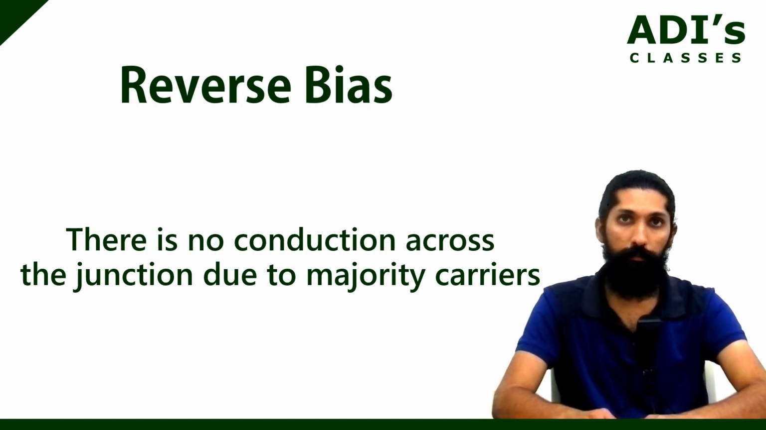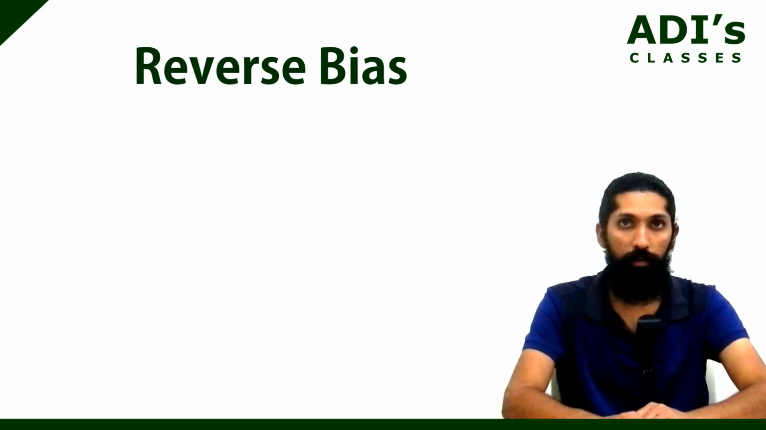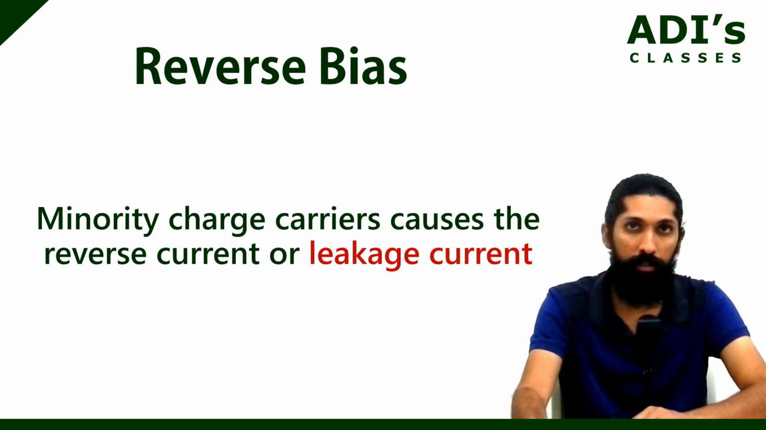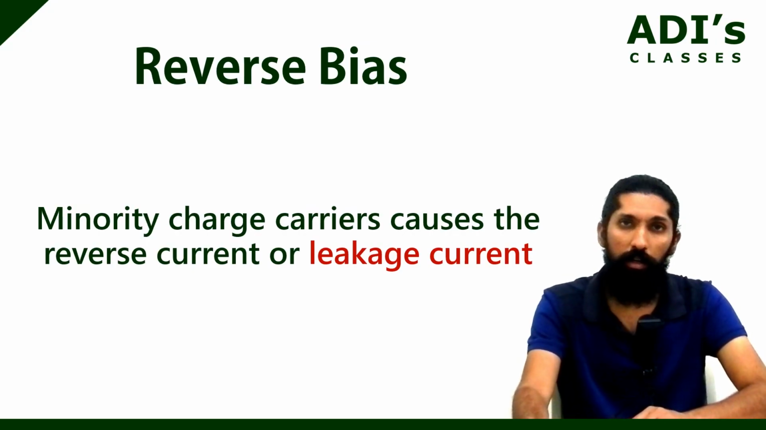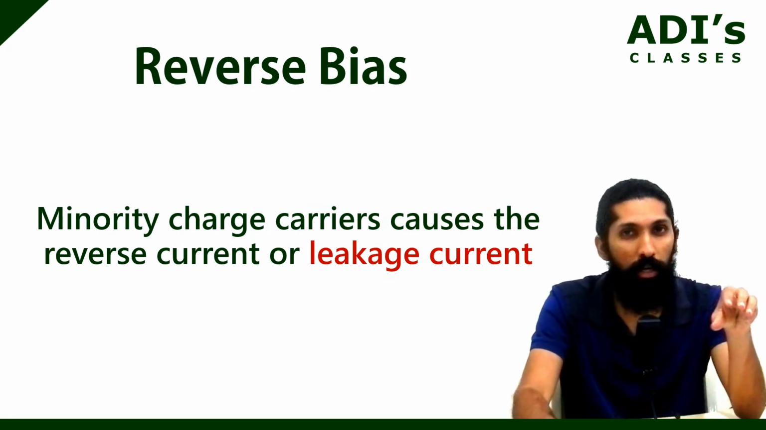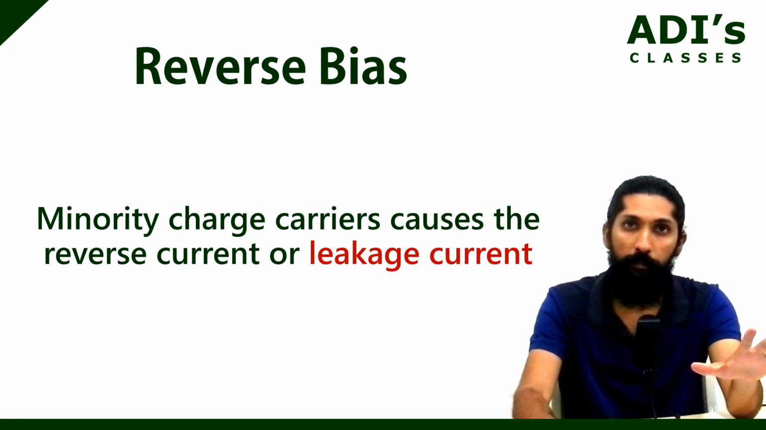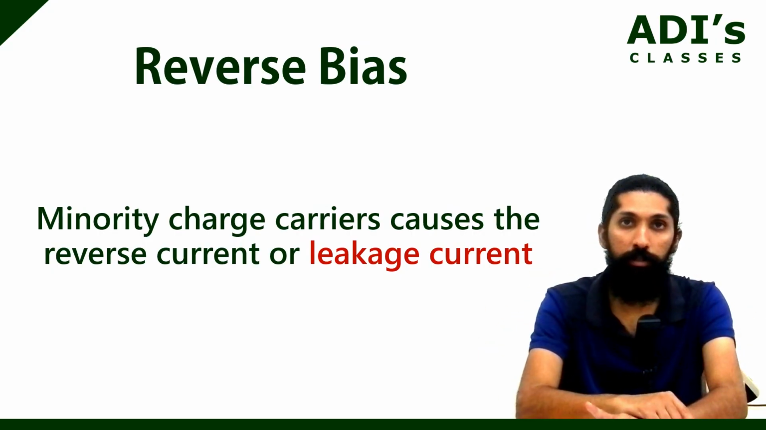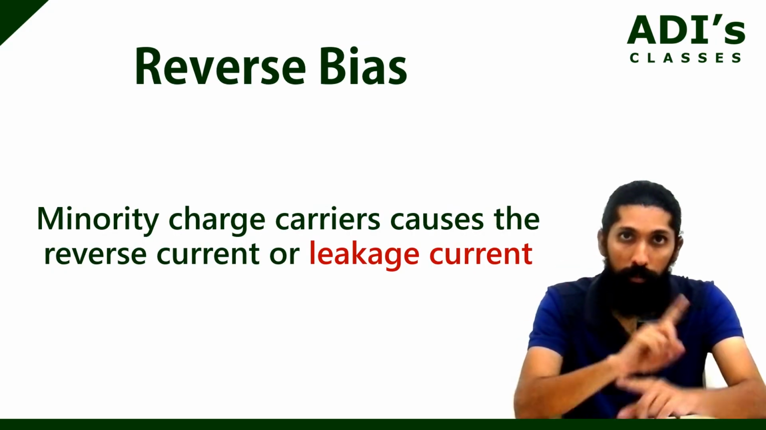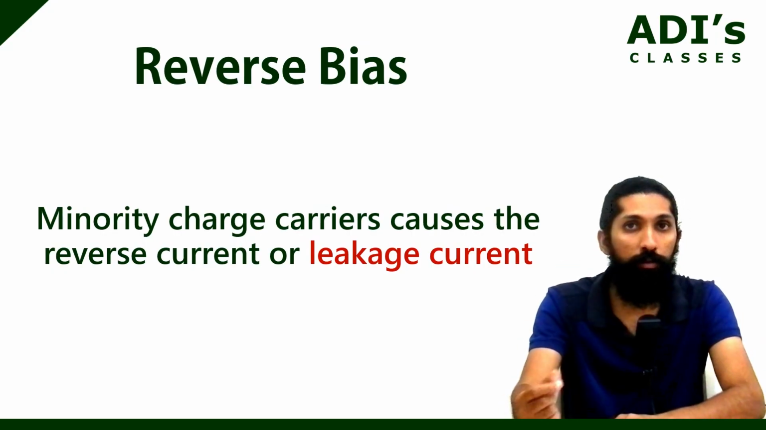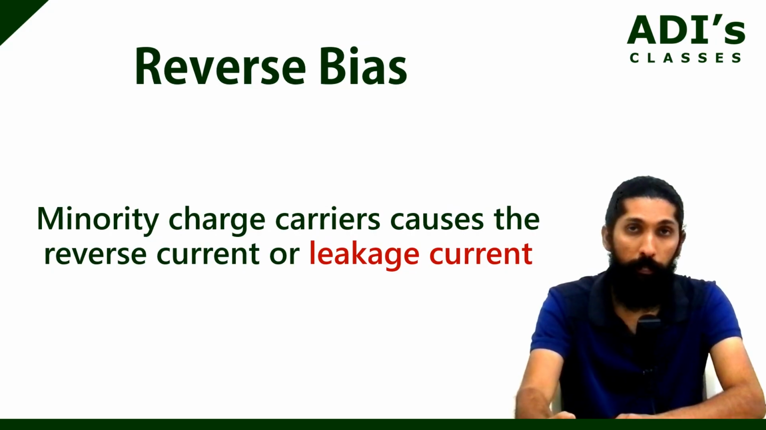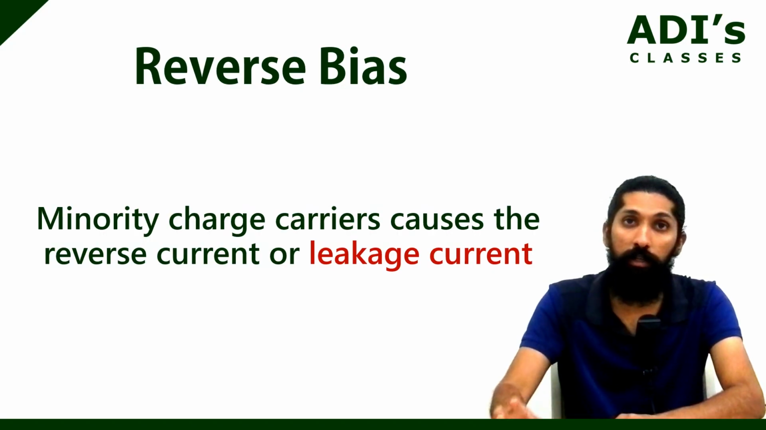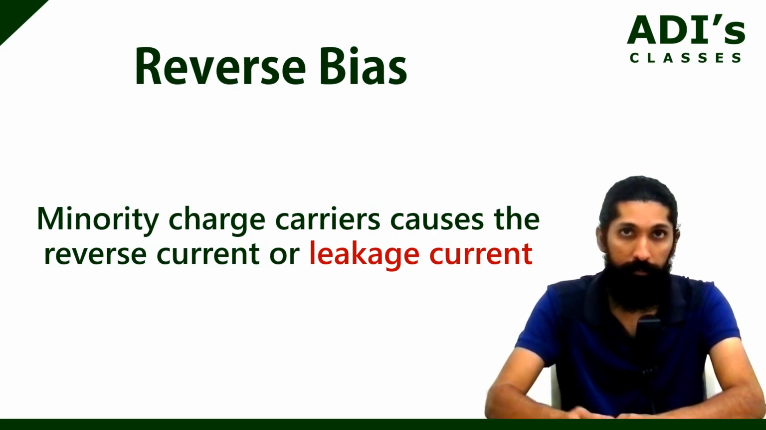But no matter how wide it is, certain charges jump across, because of kinetic energy or electrical energy. There are very few electrons in p-type and very few holes in n-type, correct? They cross over the depletion region, and once they cross over, they constitute a very, very small current. This current is because of the minority charge carriers. We call this the reverse current, or sometimes leakage current.